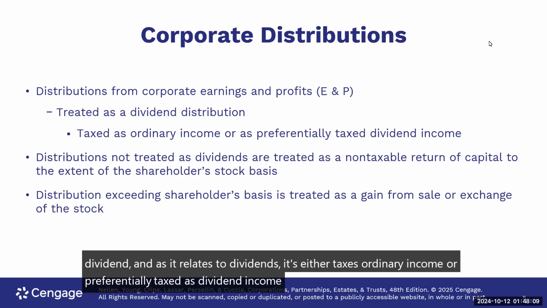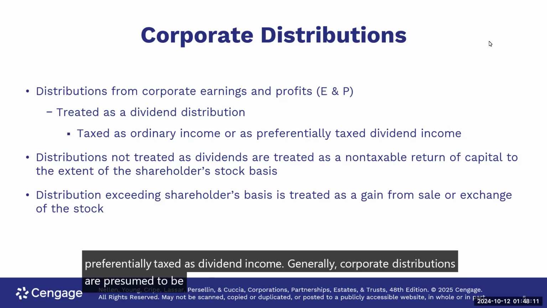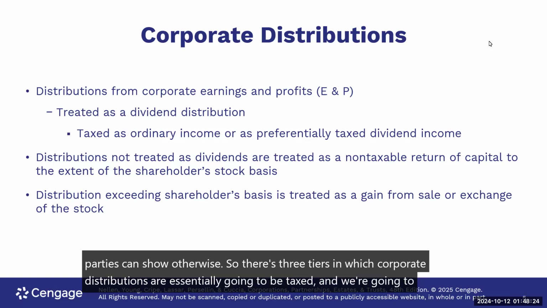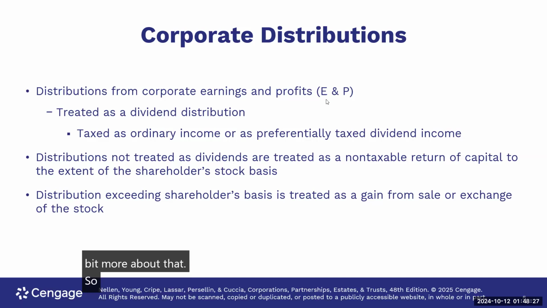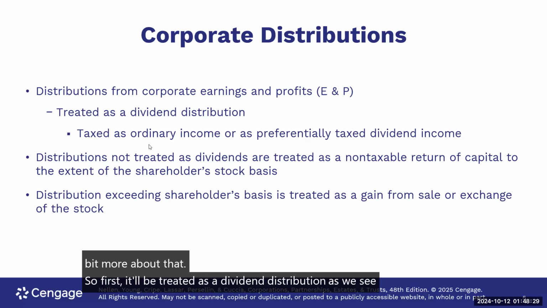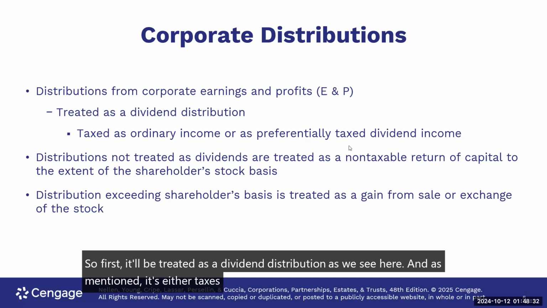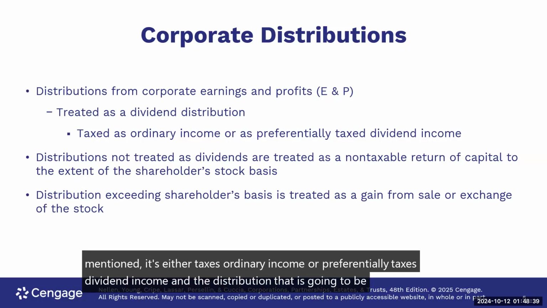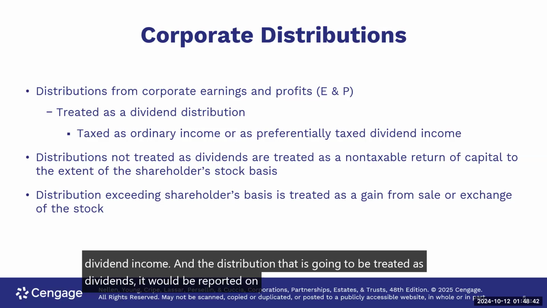Generally, corporate distributions are presumed to be paid out of E&P and treated as dividends unless the parties can show otherwise. So there are 3 tiers in which corporate distributions are essentially going to be taxed, and we're going to learn a bit more about that. First, it'll be treated as a dividend distribution, as we see here. And as mentioned, it's either taxed as ordinary income or preferentially taxed as dividend income. The distribution that is treated as a dividend will be reported on Form 1099-DIV.